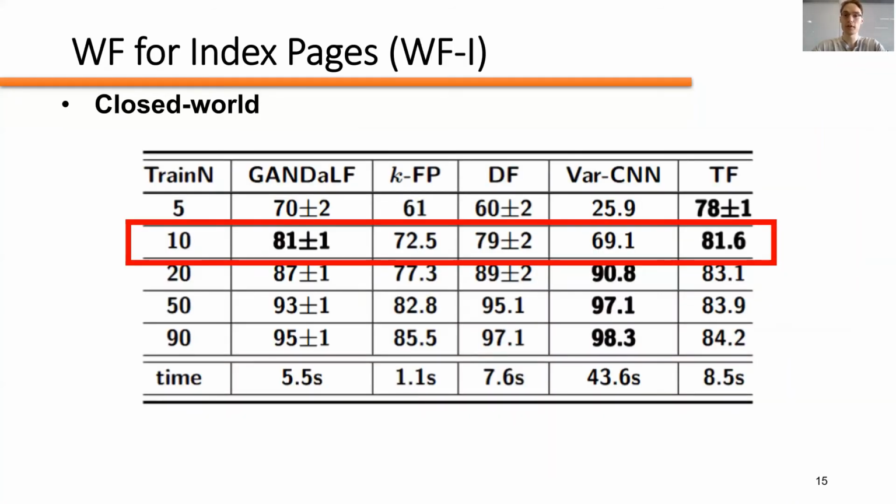So we will first look at the performance of the models in the closed world index page setting. Each model is trained using a number of samples per website that varies from 5 to 90 samples in the experiments. In this setting, we find that when the number of training samples is 10, GANDALF matches the performance of triplet fingerprinting. When the number of samples increases, GANDALF outperforms triplet fingerprinting, but is itself in turn outperformed by VAR-CNN.